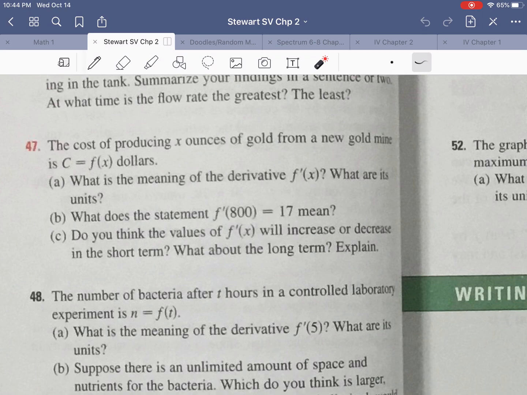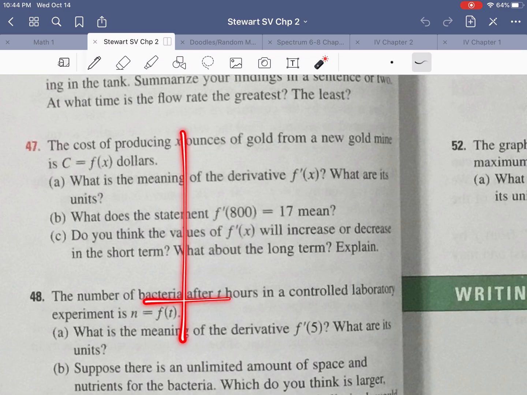Do you think the values of f prime of x will increase or decrease in the short term? What do you think about the long term? I don't know. I mean, that's a good question. In the short term, it probably is going to go up because when you're developing new resources, you're having to put a lot of money into it. And once you develop that resource and you get into a stable operation, then your new costs kind of go away and you just have to fund it on a day-by-day basis. So I would tend to say that the long-term costs would tend to go down while short-term probably goes up.